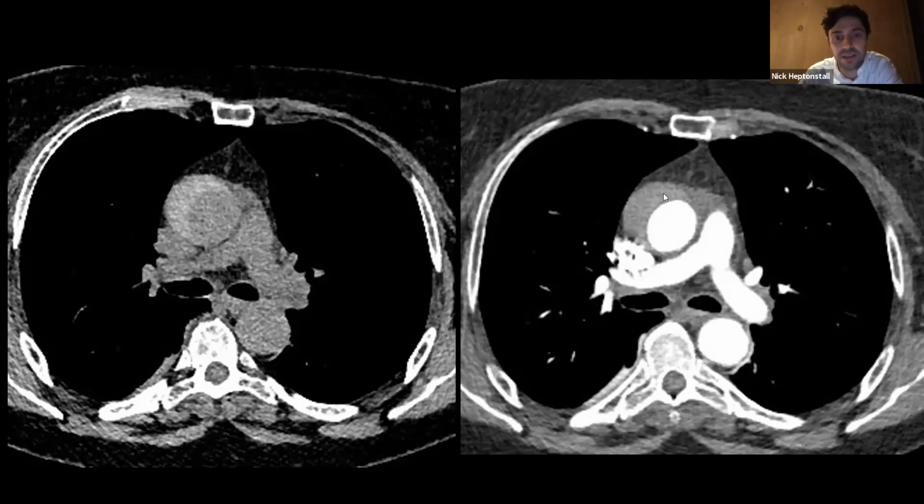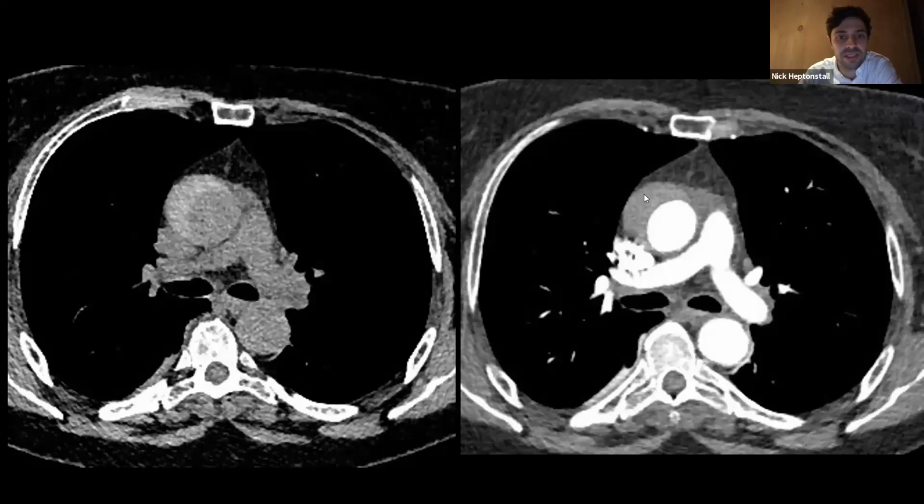This could be hemorrhage from a ruptured aortic injury. This could be intramural hematoma, or this could be dissection. Hemorrhage typically will extend outside of the aorta, so you'd see it all in and around the chest. You'd see blood everywhere. So this is not hemorrhage.